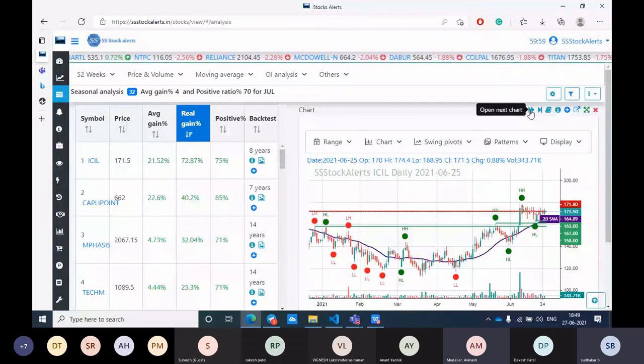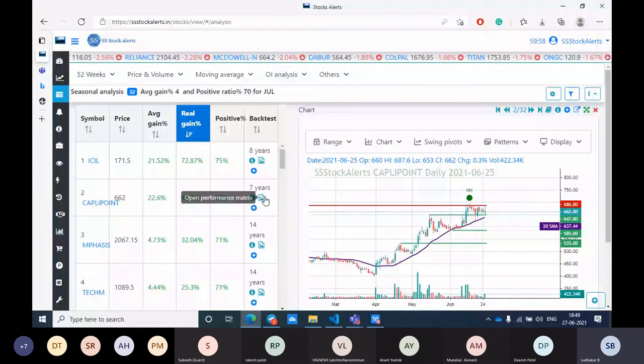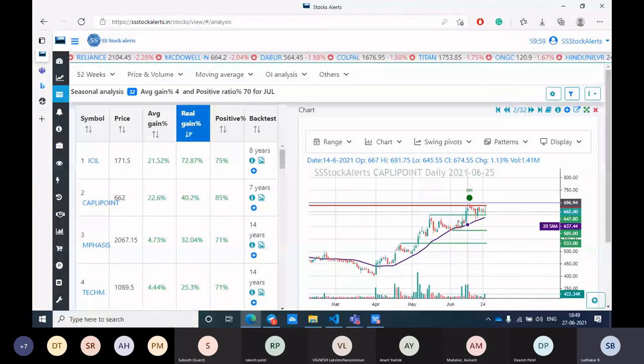See if you see this, it is near the 52-week high, and it is almost giving a breakout also. So for this type of stock, I will not look at where the support is.